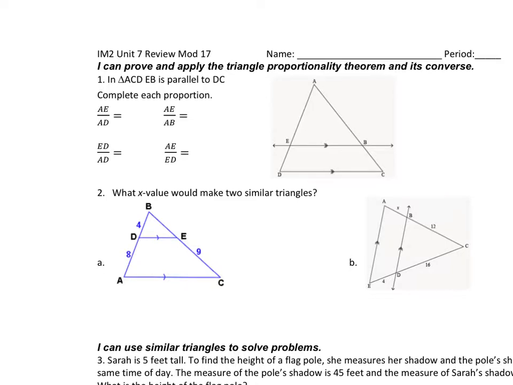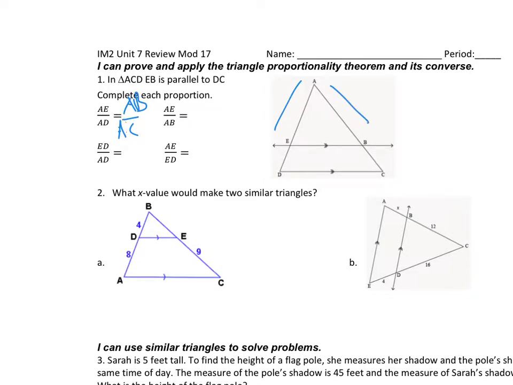So as I look at it, AE is to AD. So then what we'd compare that to is the opposite side. So that would be AB is to AC. And then as we look at the second one, we have AE is to AB. So now we're going across.